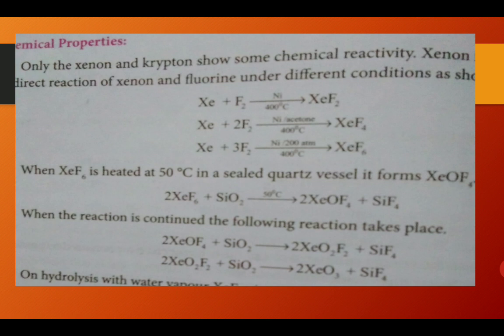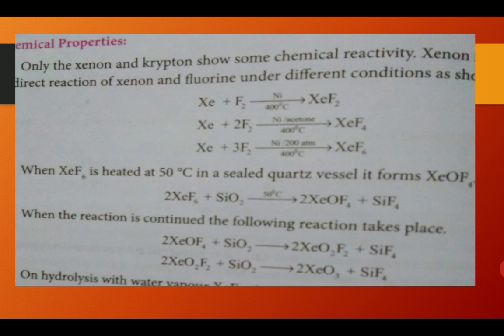The next one is chemical properties. Only xenon and krypton show some chemical reactivity. Xenon fluorides are prepared by direct reaction of xenon and fluorine under different conditions of temperature and catalyst shown below.